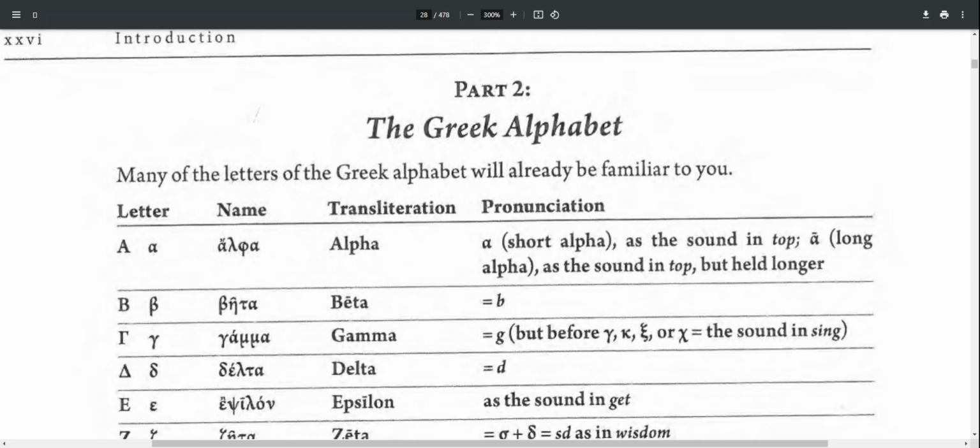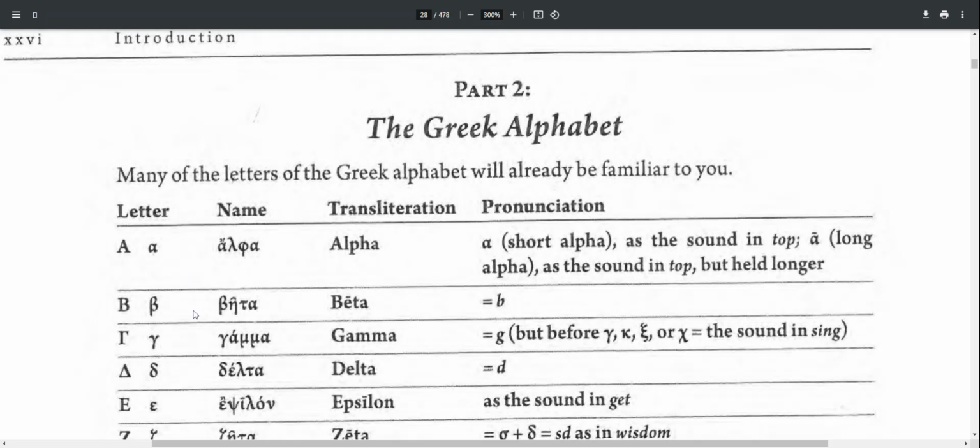So you have the first letter, alpha. You pronounce it alpha, and here you see the transliteration, a. It can be pronounced as the sound of "top" for short alpha, and long alpha as the sound of "ah" held longer.